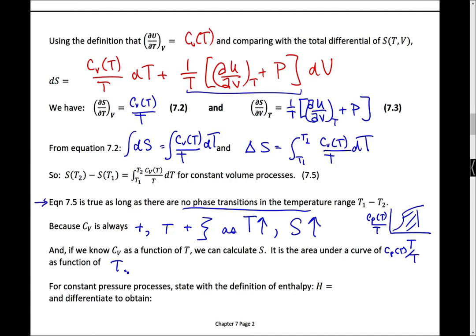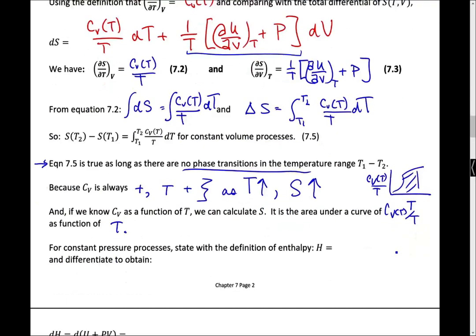All right? Now we're going to come back to this. Whoops, that's supposed to be Cv. Oops, and I just wrote P again. Damn me. Cv. Okay. All right.